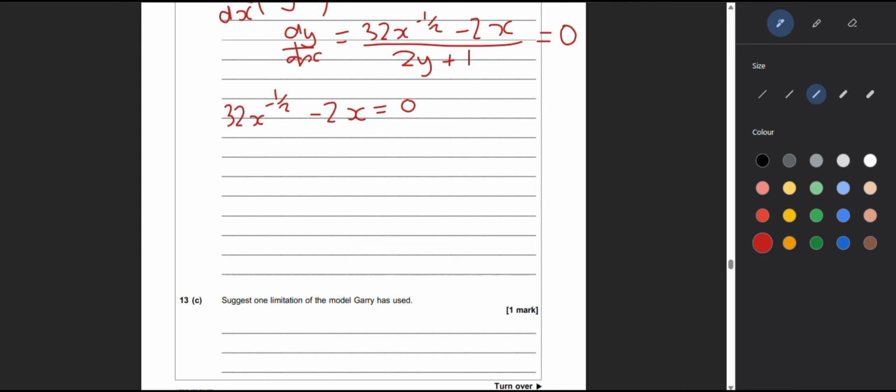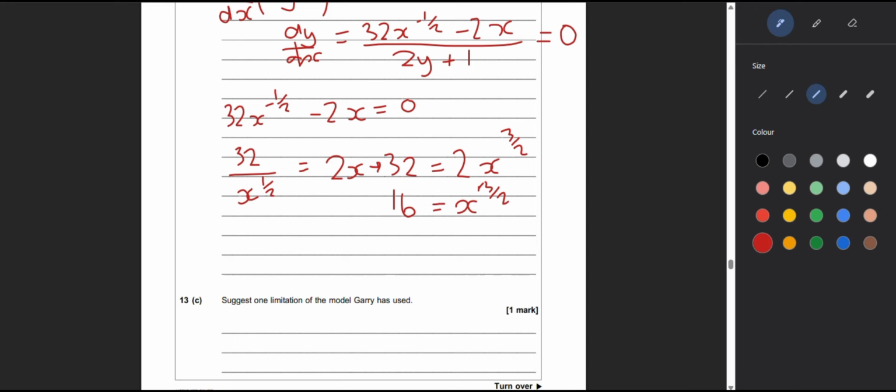And then add the 2x across, we're going to get 32 x to the half down here is equal to 2x. We end up with that. And then let's multiply that x over. So we get 32 is equal to 2x to the power of 3 over 2. Don't know why I've written a 3 there. And then let's divide by that 2, so that gives us 16 is equal to x to the power of 3 over 2.